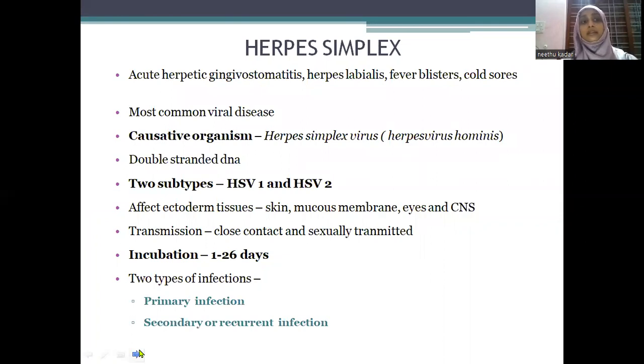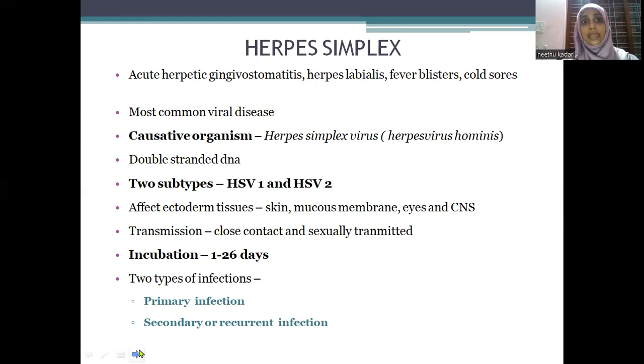Herpes simplex is a common viral disease that affects man. Herpes simplex viruses are double-stranded DNA viruses. There are two types of herpes virus, HSV1 and HSV2. Both viruses affect the ectodermal tissues, hence known as herpes virus hominis. The ectodermal tissue comprises skin, mucous membrane, eyes, and CNS. The infections caused by HSV1 are in the upper half of the body, and HSV2 affects the lower half.